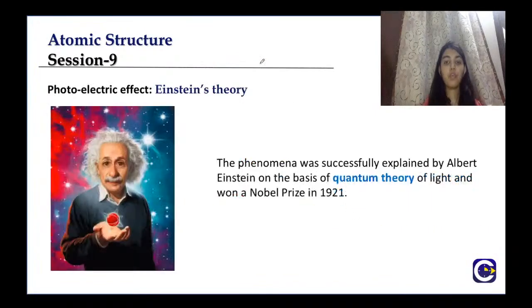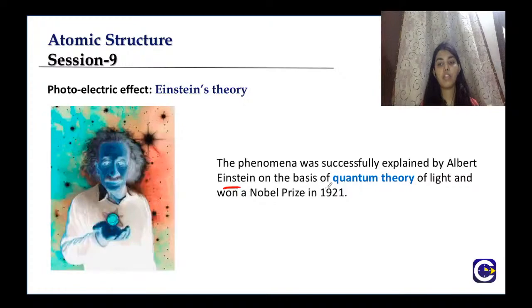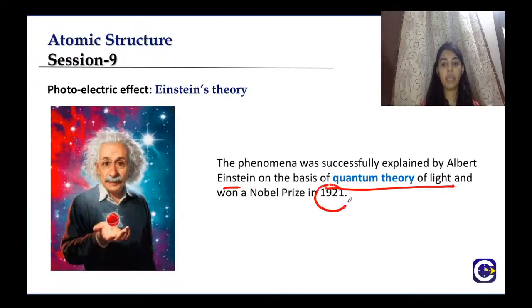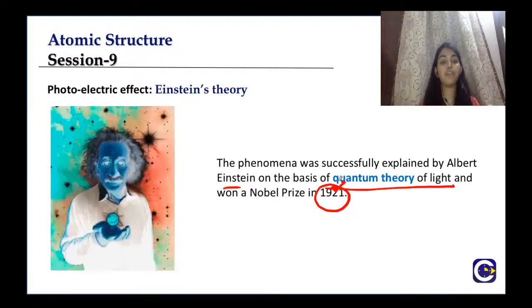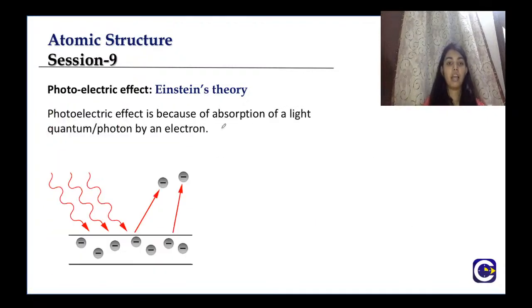Okay. So now this phenomenon particularly was successfully explained by Albert Einstein on the basis of the quantum theory of light, and he also won a Nobel Prize in 1921, right? He was able to justify why this particular phenomenon, that is striking a metal with the radiation and photoelectrons coming out, can be explained. He said that the photoelectric effect is because of absorption of a light quantum, a photon, by an electron. It was pre-known that light was made up of what? The small particles, right? Small photons.